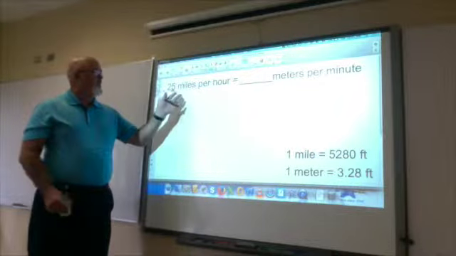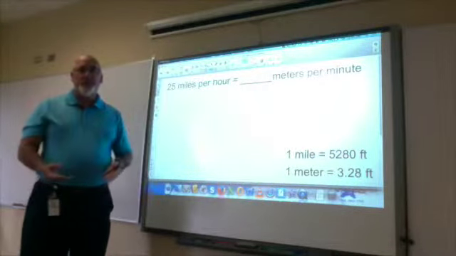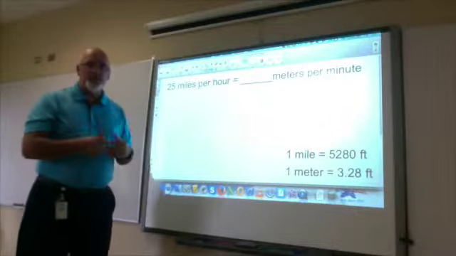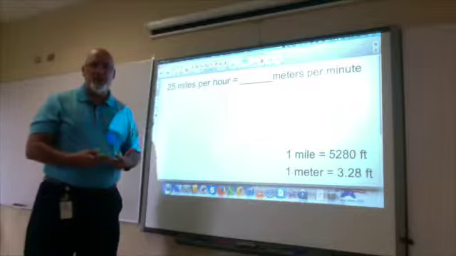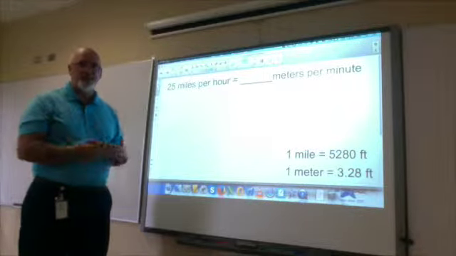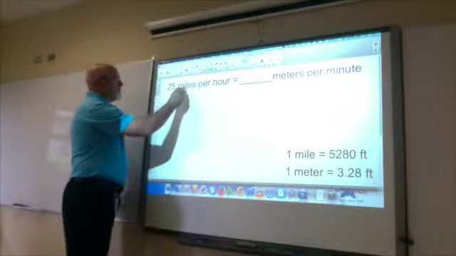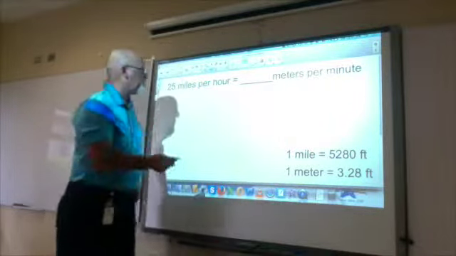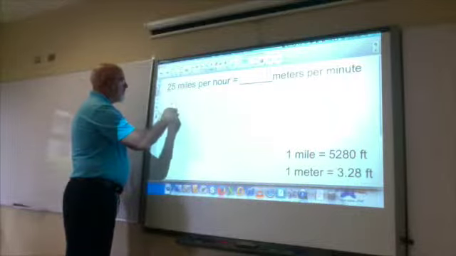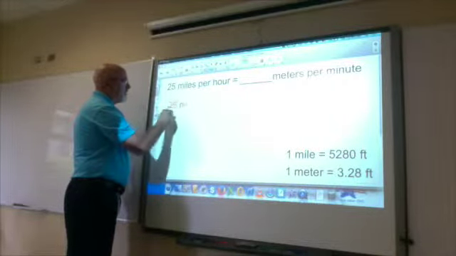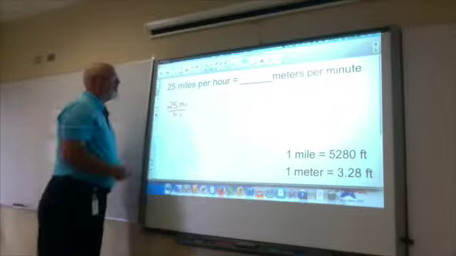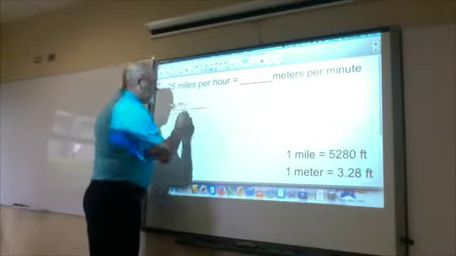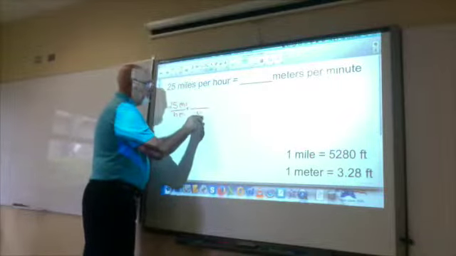Now we want to convert 25 miles per hour to meters per minute. Okay, so this one's a little bit different because it's a unit rate. Okay, previously it was just a measurement. This time it's a unit rate. So we've got to convert miles to meters and hours to minutes. So let's set this up. 25 miles per hour, and we want to get rid of the miles. So we'll put miles on bottom.